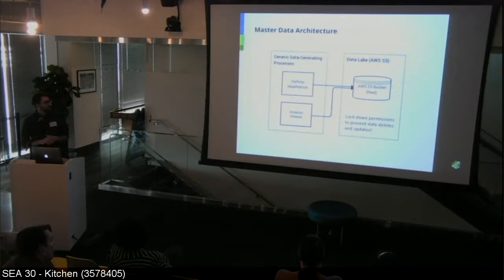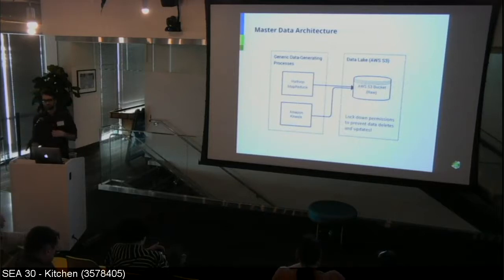In this case, you can have an Amazon Kinesis service dumping data to the S3 bucket, and we've denoted this as a raw bucket because we only expect raw data to be there. The key thing here is that you really want to lock down your permissions to prevent data deletes and updates. And this means that you're not relying on updates anymore.